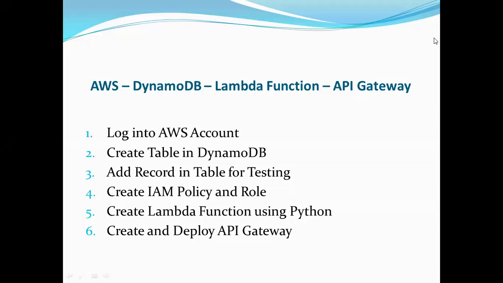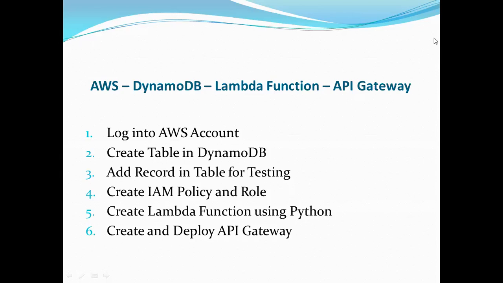So I'm creating the table in that DynamoDB, adding some records for testing, then creating an IAM policy. IAM policy is used for security purposes. Generally, IAM stands for Identity and Access Management. It enables you to manage access to the AWS services and resources securely. So security is provided by Amazon.